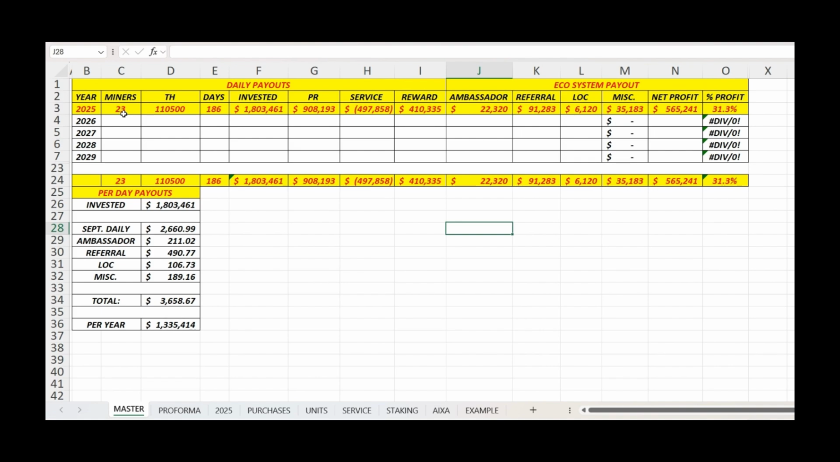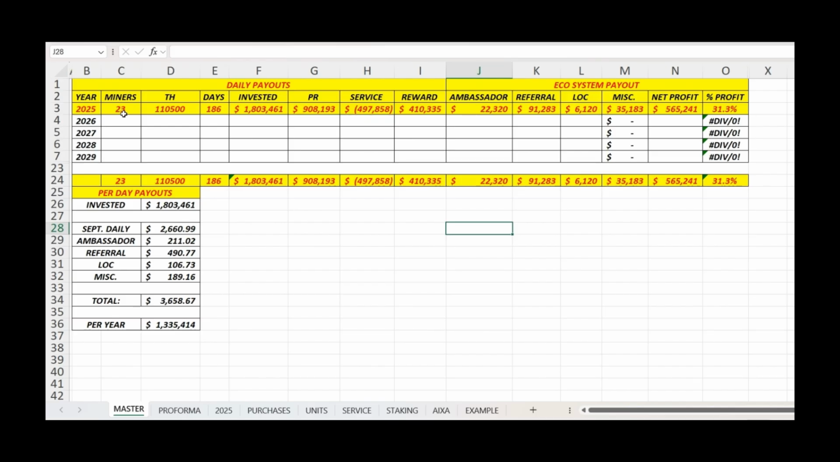The total net profit, 565,241. A total ROI in 6 months for the year of 31.3%. Below, I put a snapshot together of the amount invested and the daily average payouts for the current month.